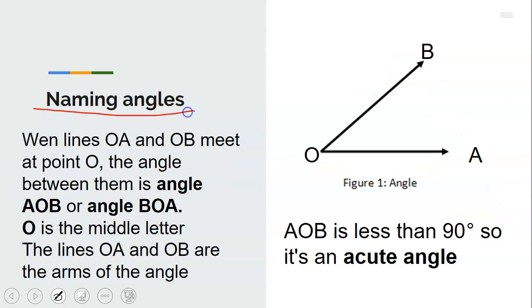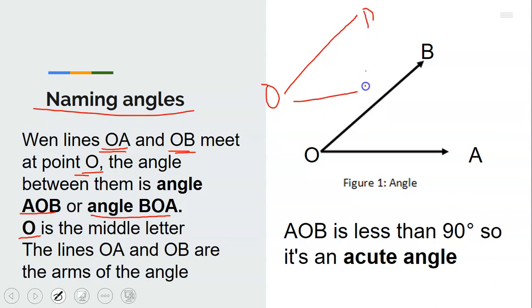Now, we move to naming angles. When lines OA and OB meet at point O, the angle between them is angle AOB or angle BOA. Note, O is the middle letter. Now look at this, this is one line, OB.